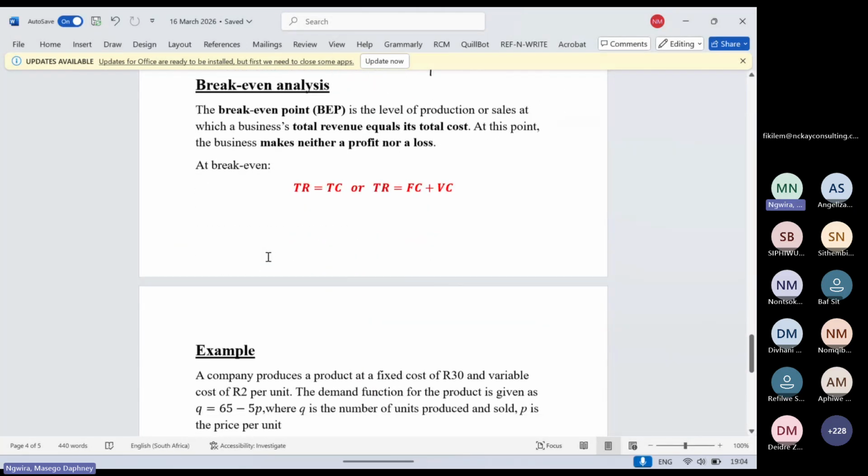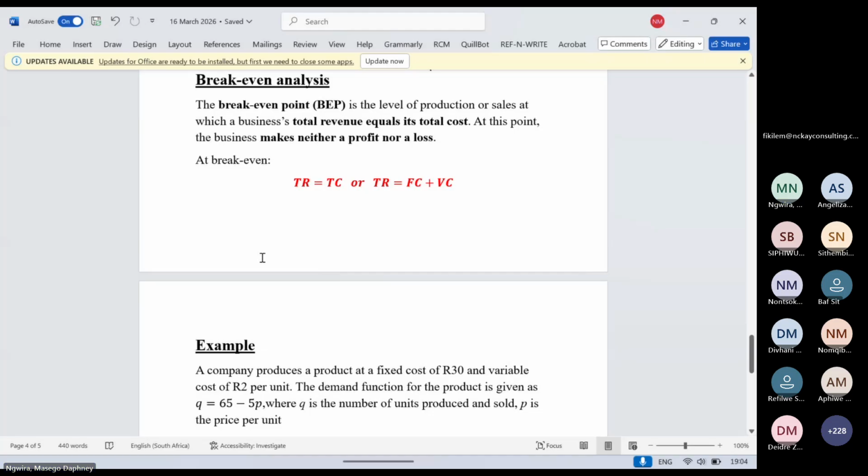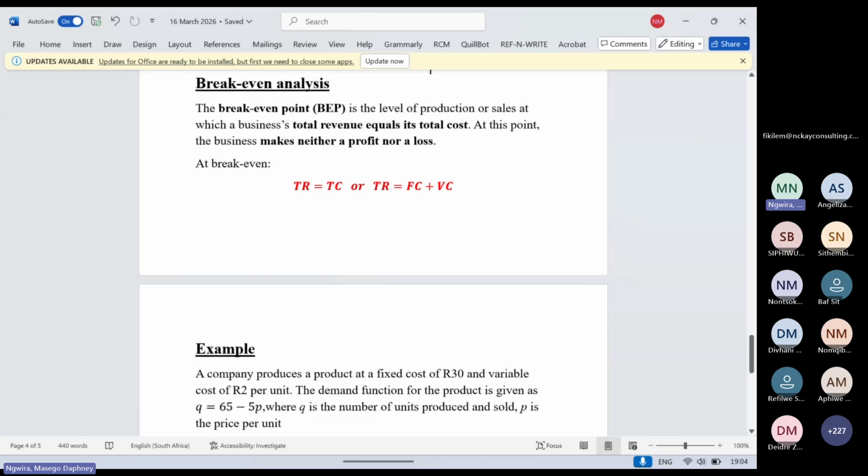Okay, now let's go to break-even analysis. So the break-even point is the level of production or sales at which a business's total revenue equals its total cost. At this point, the business makes neither profit nor loss. So this means that at break-even point, total revenue is equal to total cost. And we also know the formula of total cost, it's FC plus VC. Fixed cost plus the variable cost.